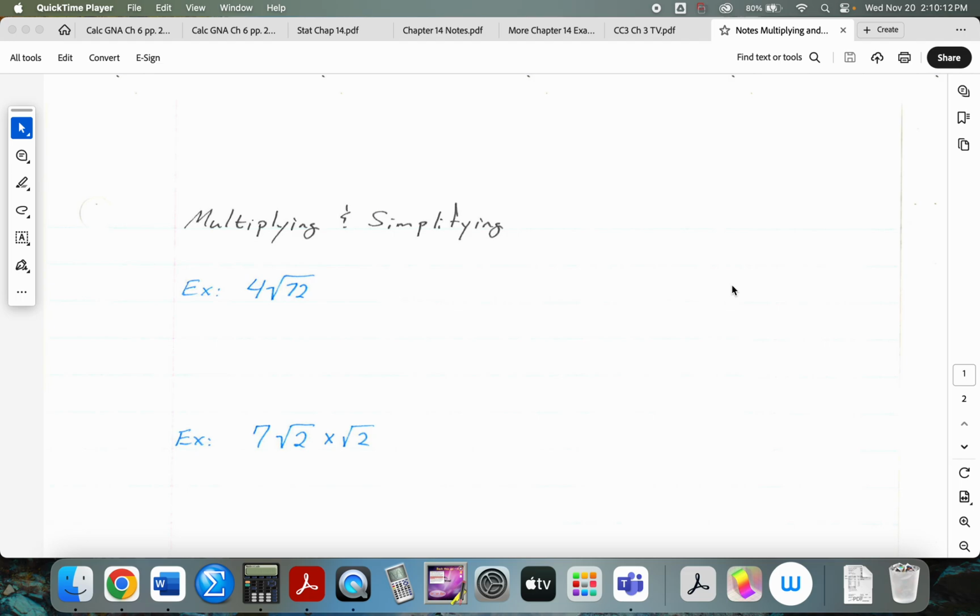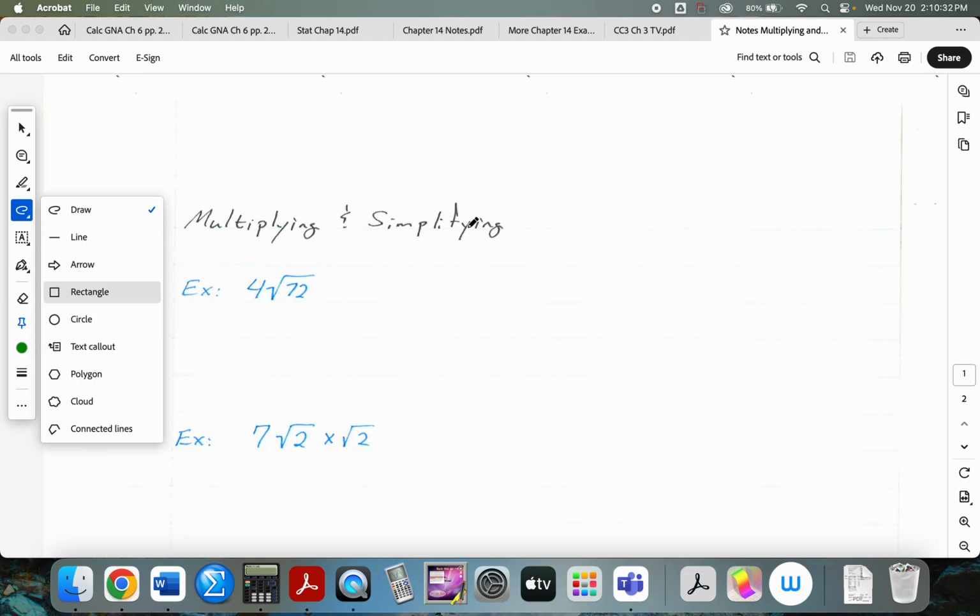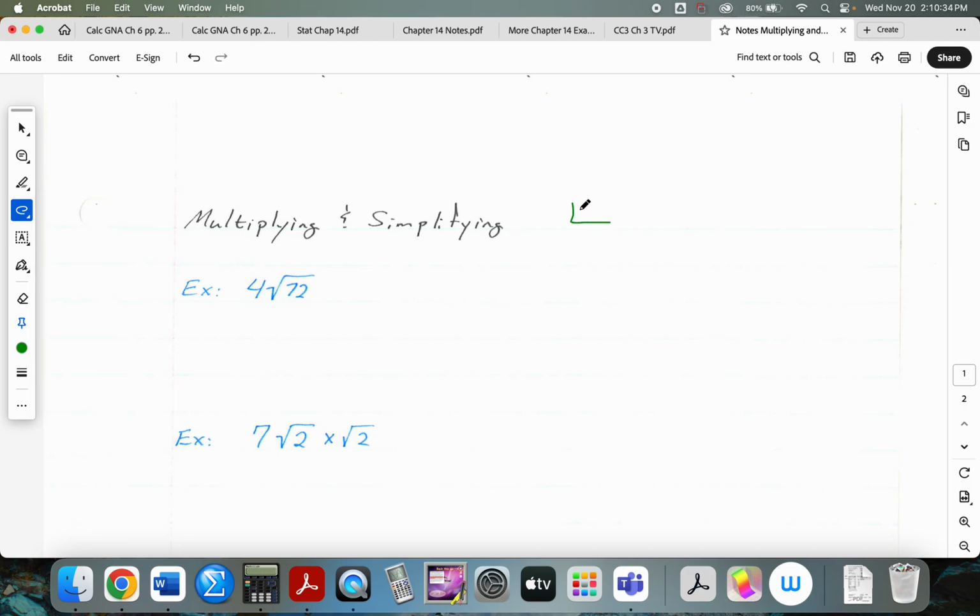Sometimes you'll end up in a problem with something that looks like this: 4 times the square root of 72. And what you always want to look at is, can you simplify the square root of 72? And if so, you should do that and then multiply that answer times 4. So when we're doing the square root of 72, we have a couple of different prime numbers we can divide evenly into 72.